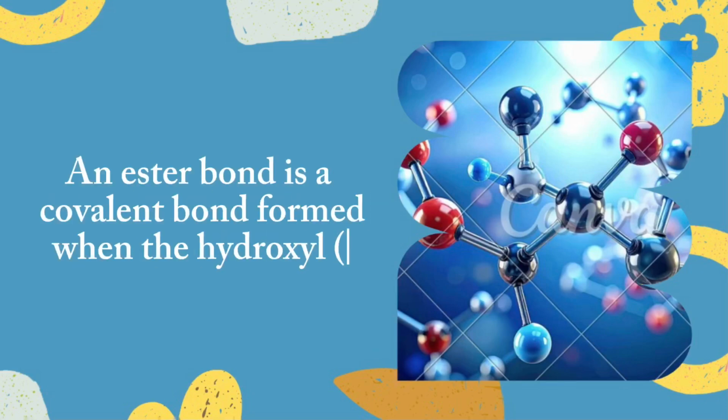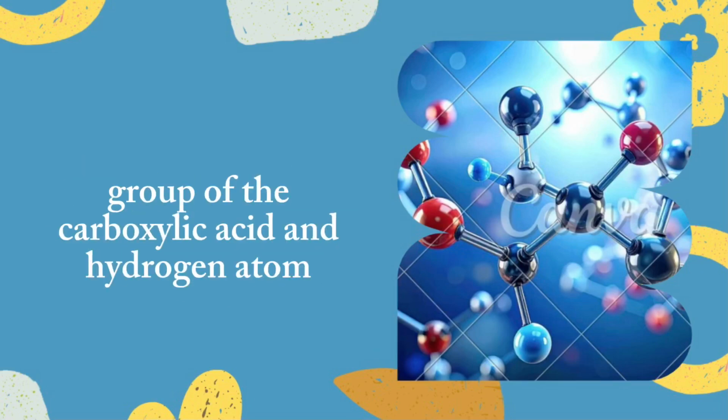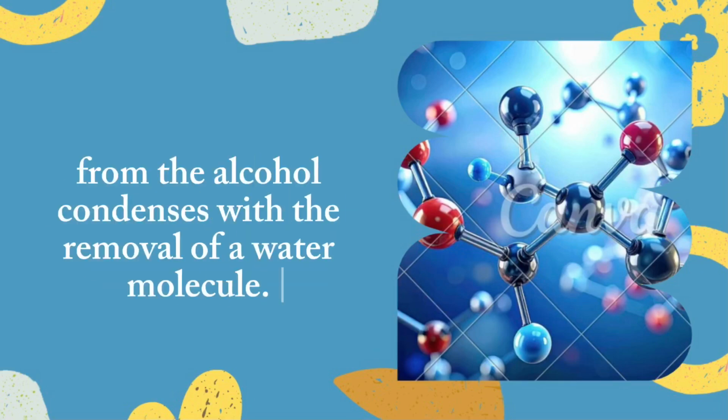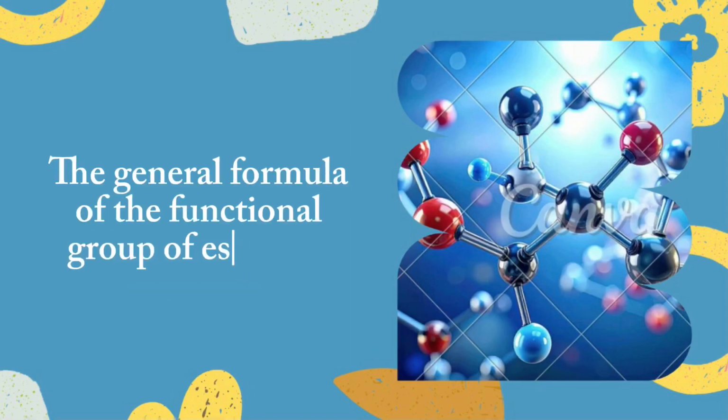An ester bond is a covalent bond formed when the hydroxyl group of the carboxylic acid and a hydrogen atom from the alcohol are condensed with the removal of a water molecule. The general formula of the functional group of ester is -COOR.